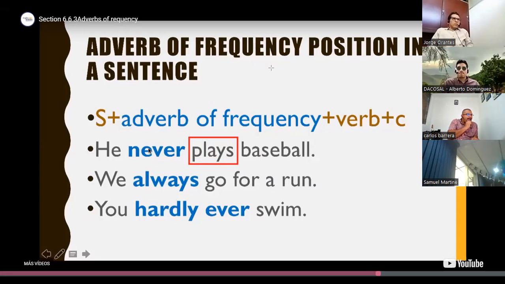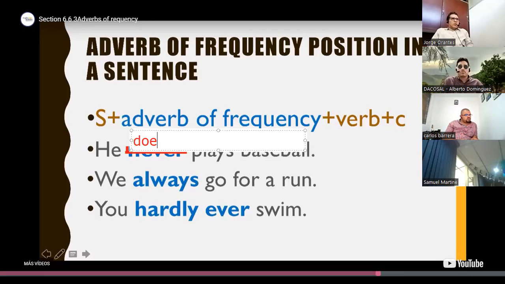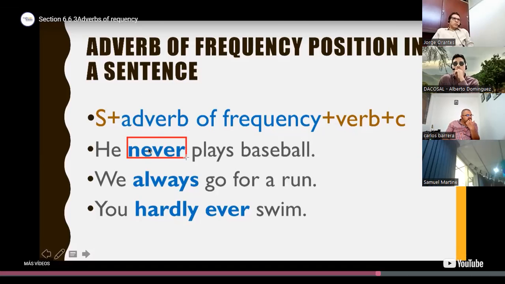You know, it's the same structure, la misma estructura del simple present tense, solo que le agregamos frecuencia. ¿Cómo quedaría nuestra oración sin frecuencia? Alberto, veamos. He don't never plays basketball. Puede ser. O digamos, sin frecuencia, he plays baseball. Él juega baseball. O si queremos decir en negativo, él no juega baseball. Muy bien. Pero como me están preguntando la frecuencia, he is asking or people is asking about frequency, ¿qué hacemos? He never plays baseball. Y este adverb of frequency ya me está indicando que es algo negativo. Never es lo opuesto de always, okay? Always, all the time, never, no times, okay?